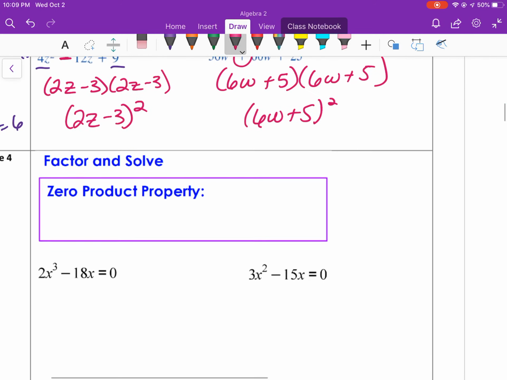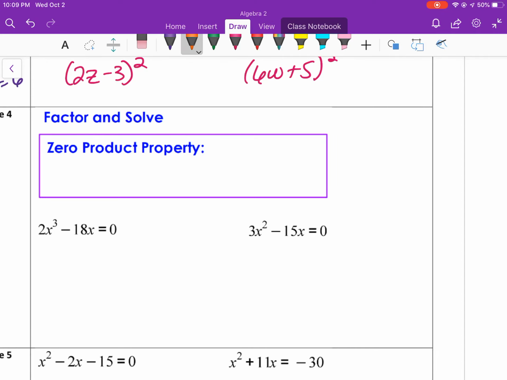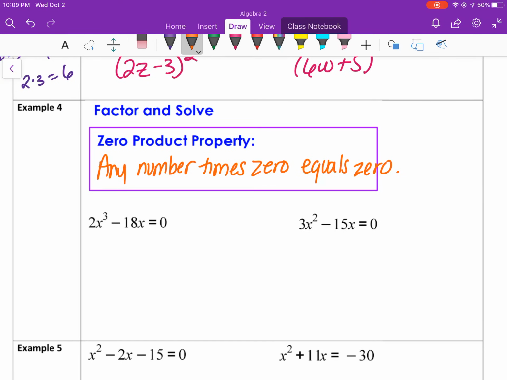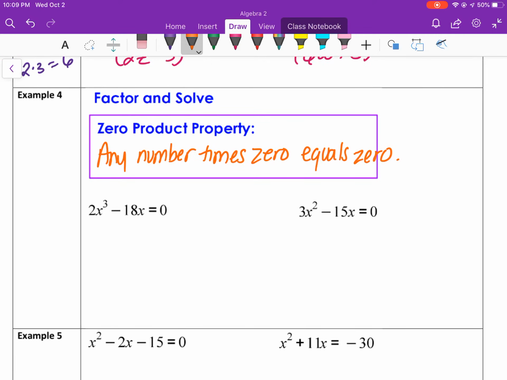Okay, so we're going to factor and solve now. The zero product property is what property we're using in algebra to solve these. The zero product property just says that any number times 0 equals 0. Okay, so first we're going to factor. Notice that yesterday we just had expressions, so there were no equations, there wasn't any equal sign, so today we have the equal sign. So we're going to factor on the left.